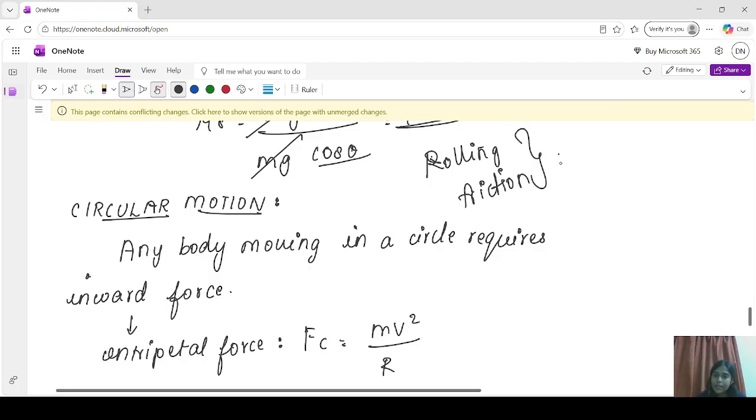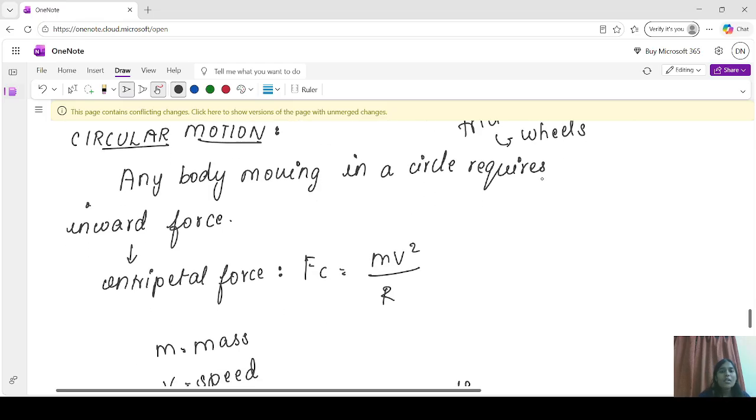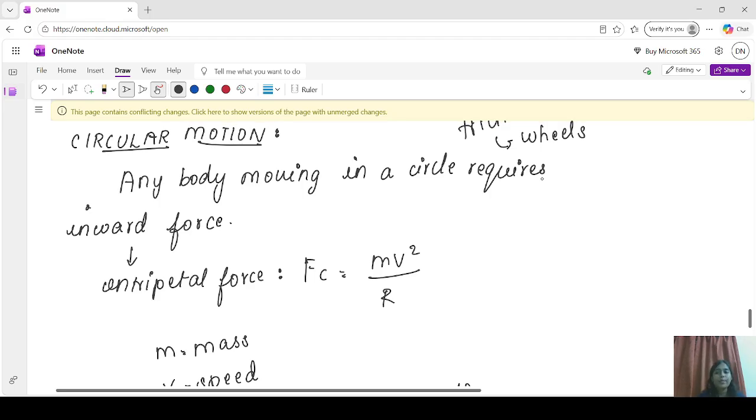What is rolling friction? Actually, rolling friction is much smaller than the sliding friction. Therefore, wheels will have to put in a very small amount of effort, and the ball bearings in the machine will reduce friction. And now let's move on to circular motion.